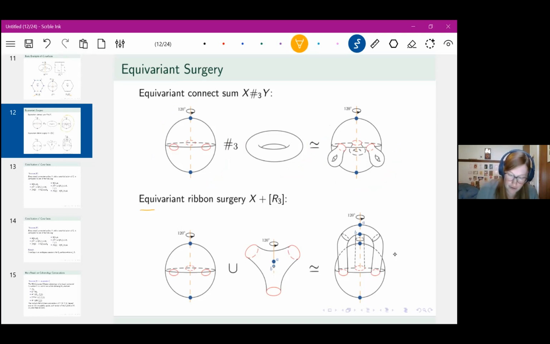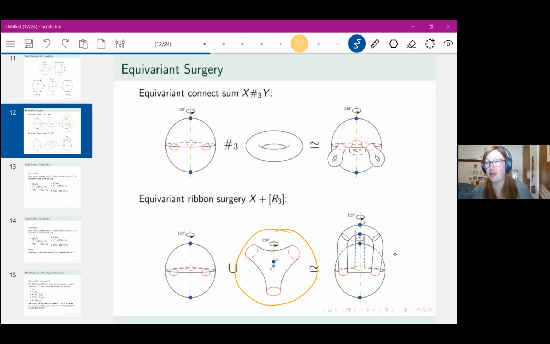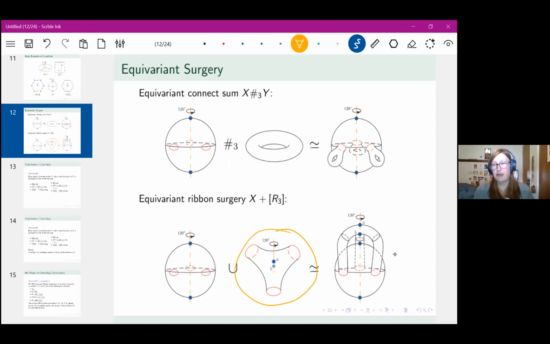And then I also have another surgery called equivariant ribbon surgery. So I've got this special surface with boundary here called R3. It's got 3 boundary components, which I've highlighted in red. And I can take any other C3 surface. I can remove 3 conjugate disks from it, giving me 3 boundary components. And then I can identify the boundaries of these 2 objects using some equivariant map to give me a new C3 surface. For example, this one.